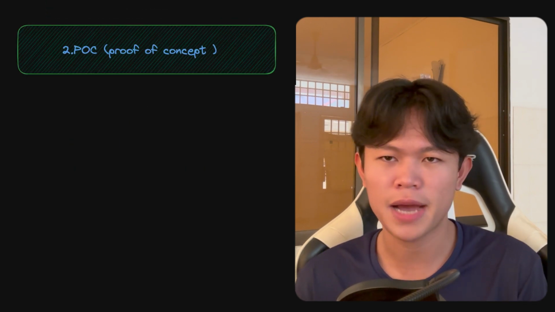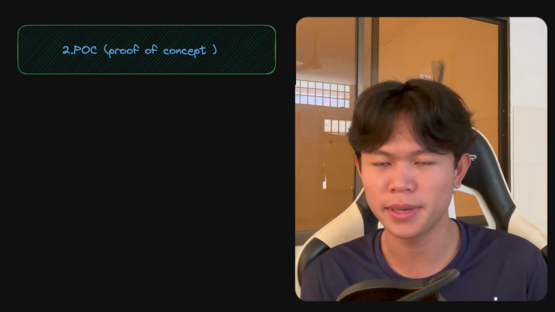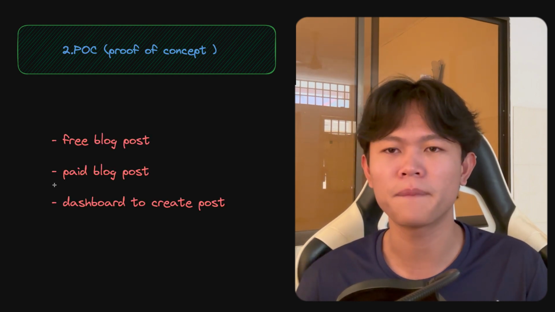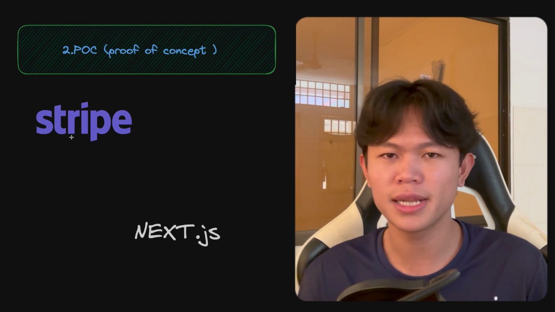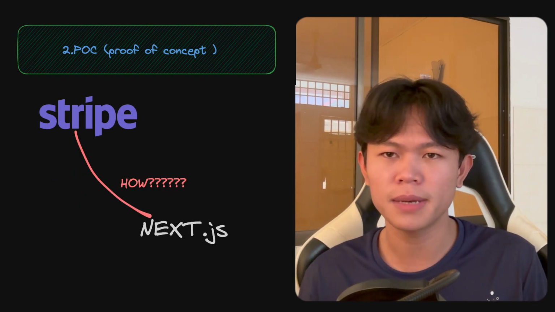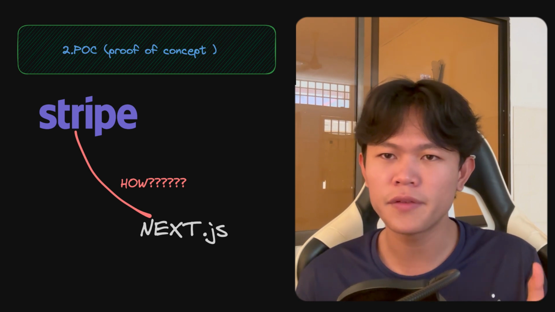Step two, I need to identify which feature is really hard to build or I don't know how to do yet. For example, in this case, it's going to be the premium blog post, where the user needs to do a subscription, for example, with Stripe. So I need to do some POC, or proof of concept, to make sure that this feature is doable.